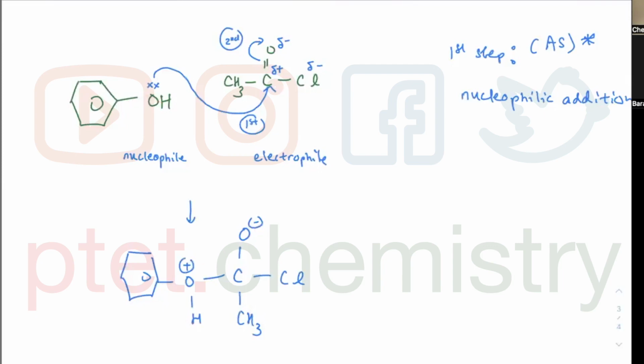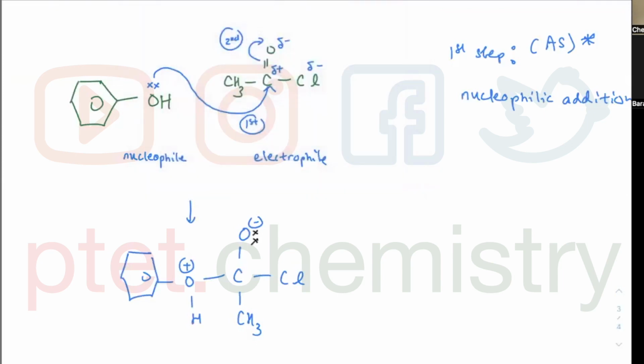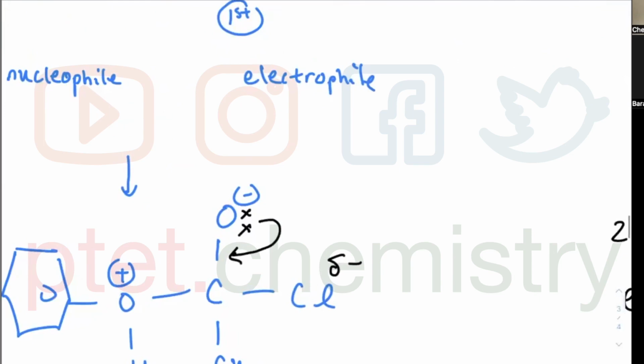Okay. So the next thing that will happen is called elimination. What happened is, instead of this adding to a H plus, it doesn't do that because it has to do a second step, because the second step is elimination. This is elimination of your Cl minus. So this is delta minus, right? So this is the third step. Give you back the double bond.